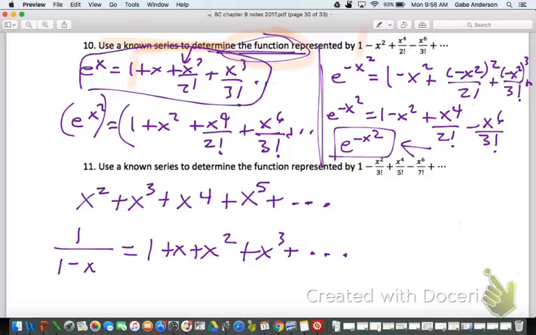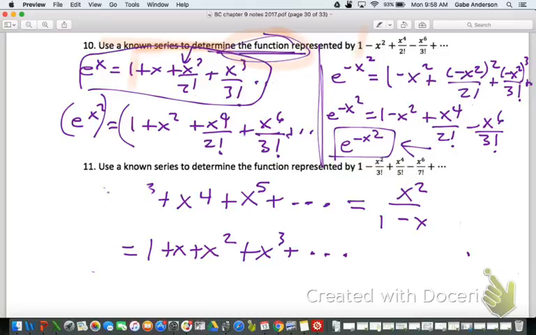How has this been changed? It's been multiplied by x squared, right? Because all the degrees are 2 higher than they used to be. And so I think we could say then that this equals x squared over 1 minus x. Make sense? Let's do one more.